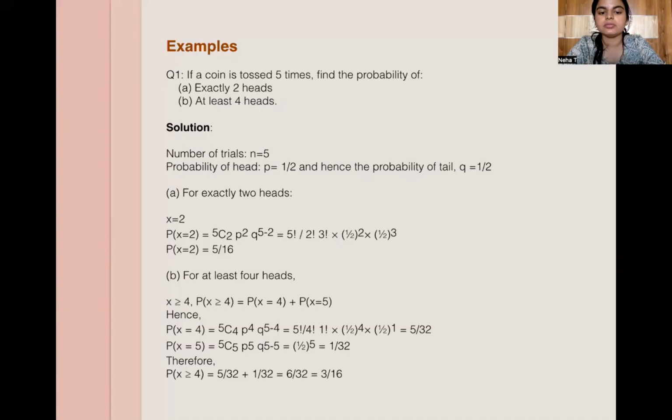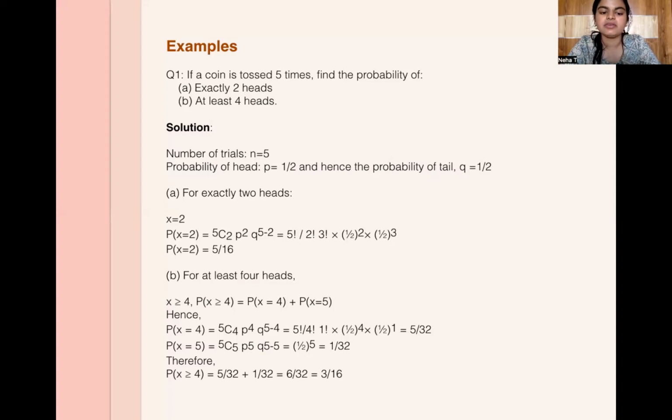So if we take it like that, we will get 5C2, which is 5 factorial by 2 factorial into 3 factorial, into 1 by 2 square into 1 by 2 cube. That is 5 minus 2. We'll be getting P of x is equal to 2 as 5 by 16.